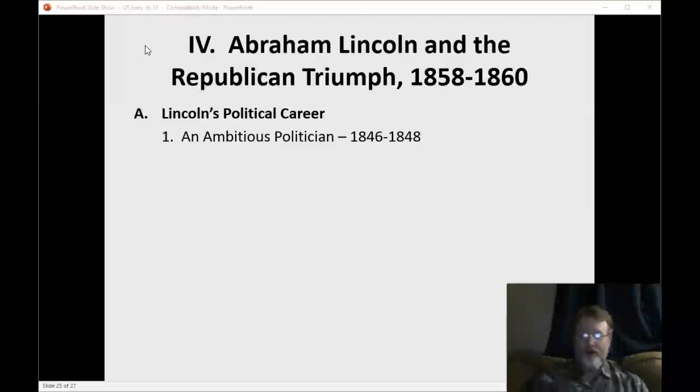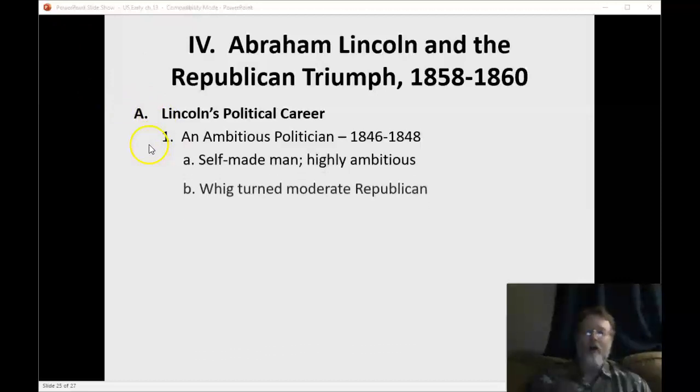He opposed the spread of slavery. Okay, good, right? He opposed the spread of slavery. However, he believed it was unconstitutional to end slavery. He believed there was no legal remedy to the issue of slavery.